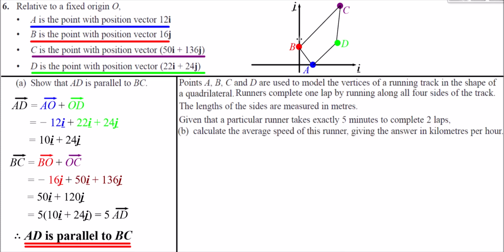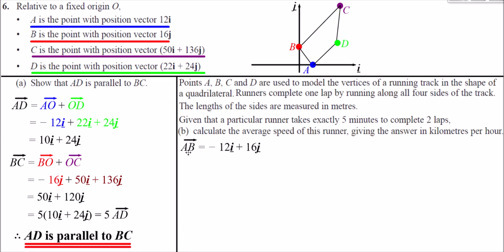If this is a running track, we need to work out the lengths of these sides. To do that, we can work out the magnitudes of the vectors AB, AD, BC, and CD, and add them all together. So let's do this step by step, working out the magnitudes of these 4 vectors, which will then tell us the lengths of each of the 4 sides of this quadrilateral.